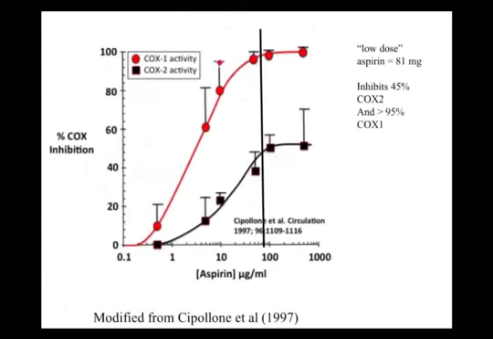Now, if you don't believe me, here's another diagram depicting COX inhibition with aspirin therapy, and here's your 81 milligram, this black line. And here, look at this. We've got essentially 90 to 100% inhibition of COX-1, which is shown in red. And we've only got about 40, 45% inhibition of COX-2, which is shown in black, okay?